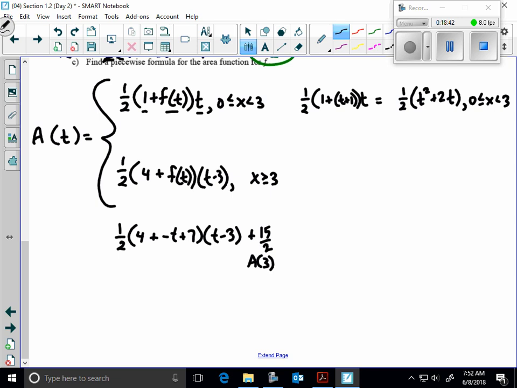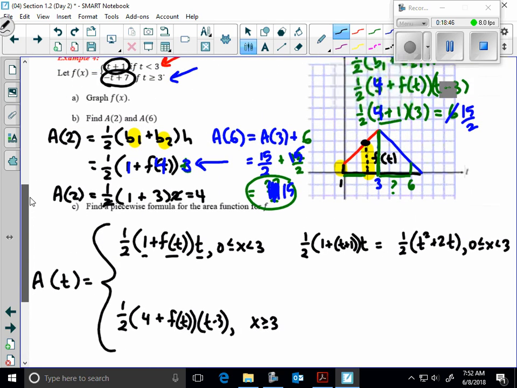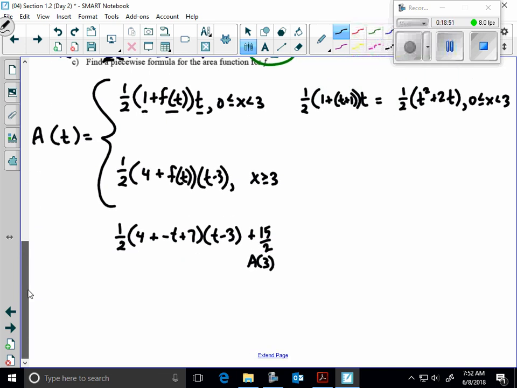Let's check and make sure. The area from 0 to 3, yeah, it was 15 halves. There we go. Okay. So we're going to add that area plus the next one. Now let's do some simplifying with some algebra here. This would be negative t plus 11 and t minus 3 and 15 halves.